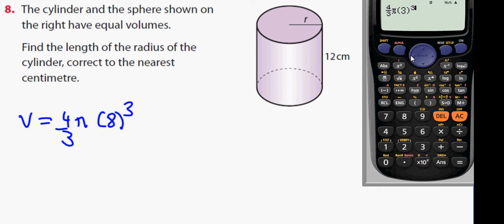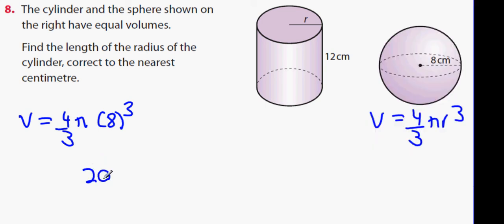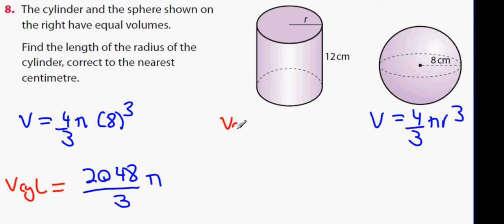So I can reuse what I did last time, except change that into an 8. What I should get is 2048 over 3 pi. So 2048 over 3 pi. Now, we now know that the volume of the cylinder is the same thing as the volume of the sphere, isn't it? So what we do next is we find the volume of a cylinder formula. What's the volume of a cylinder?